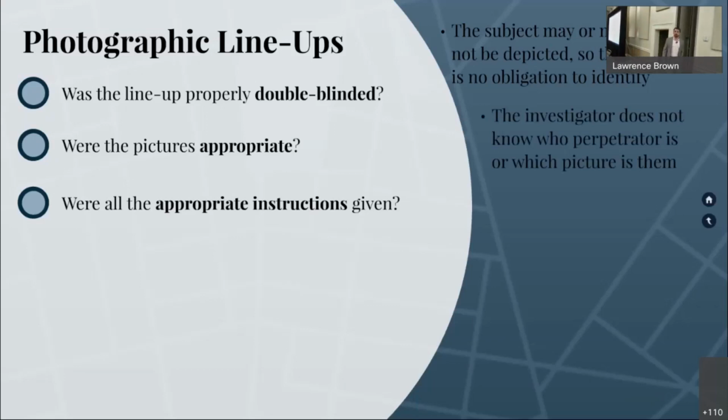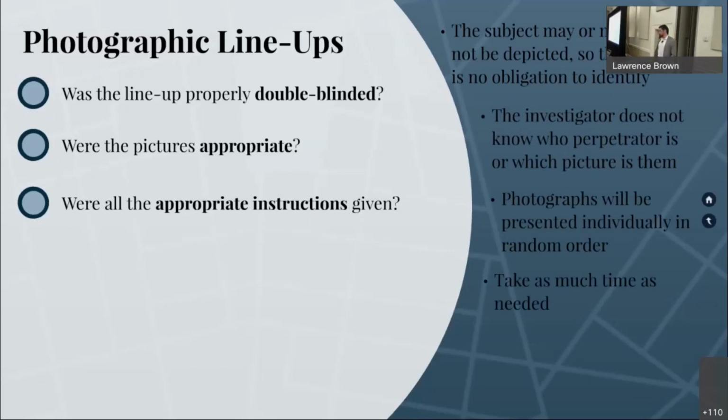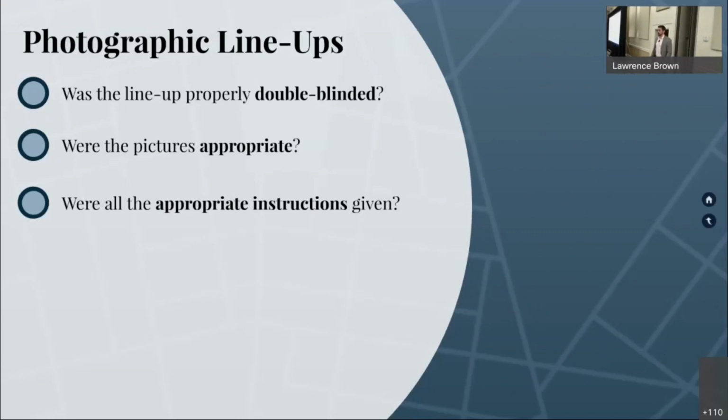Stating explicitly that the investigator, whoever is administering the lineup, does not know who the perpetrator is or which picture depicts them. Photographs are presented individually and in random order. We'll talk more about that in just a second. That the individual should take as much time as they need. There's no hurry here. And finally, even if you identify someone, you're going to see all of them, right? So don't feel the obligation to identify anyone. You can identify someone at any point, but I'm going to continue to show all of these pictures to you. Those are the appropriate instructions.